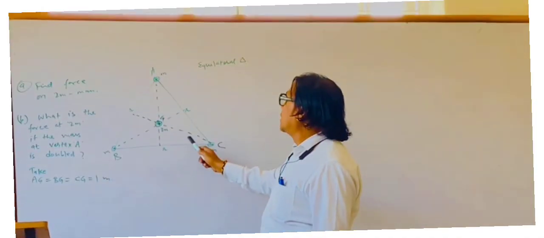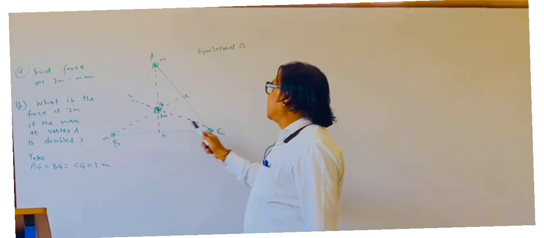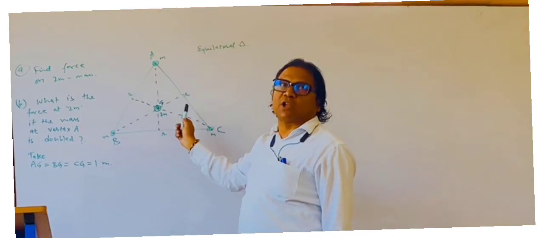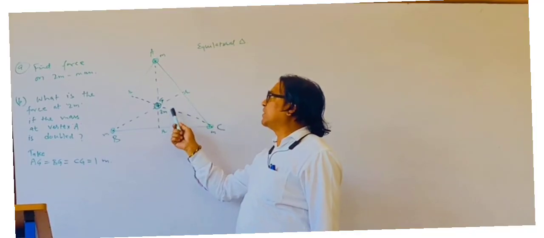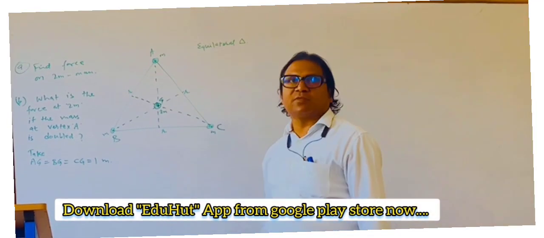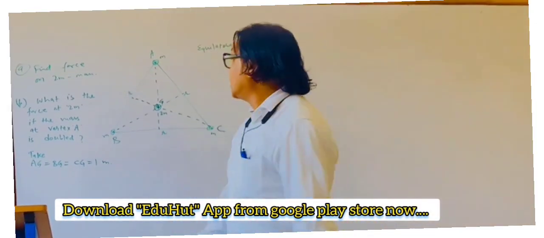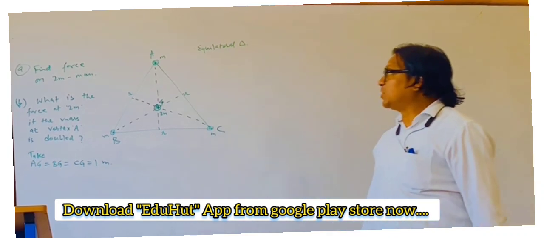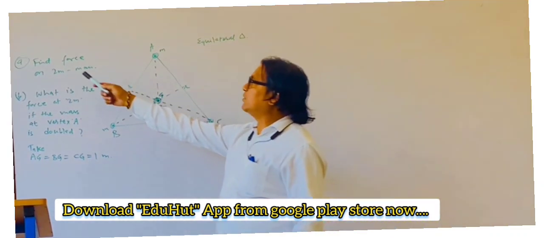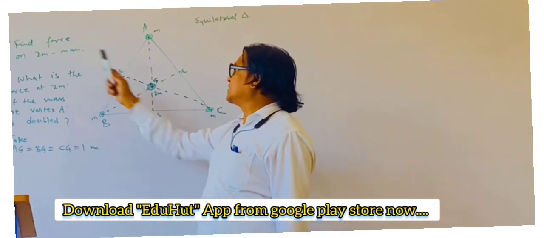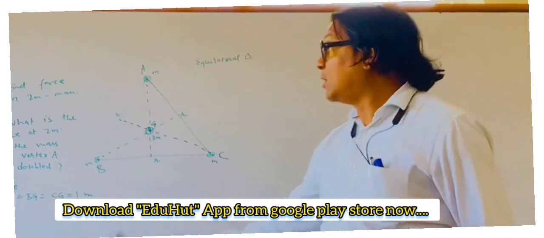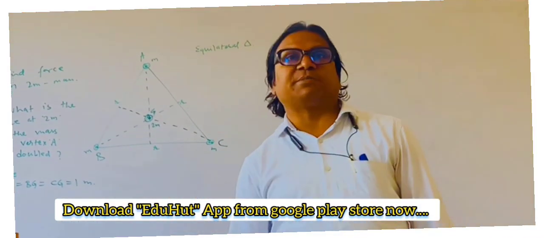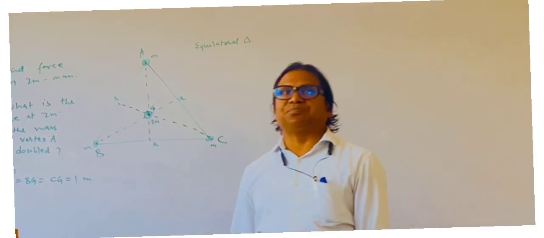Vertices. And each side of the equilateral triangle is small. Mass 2m is kept at the center G. So what should be the first part? They are saying find the force on the 2m mass. What is the total force on the 2m mass which is kept at center G?